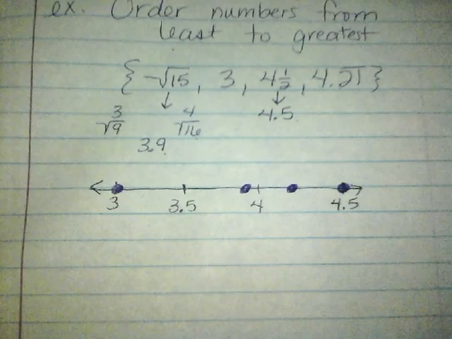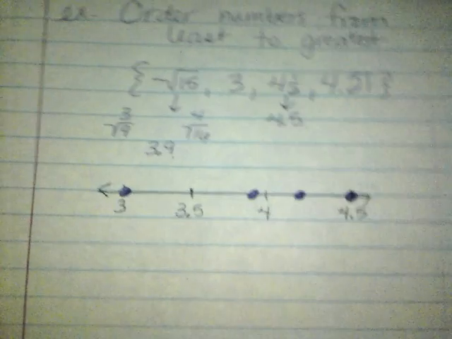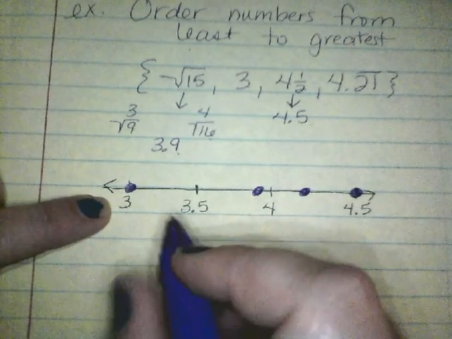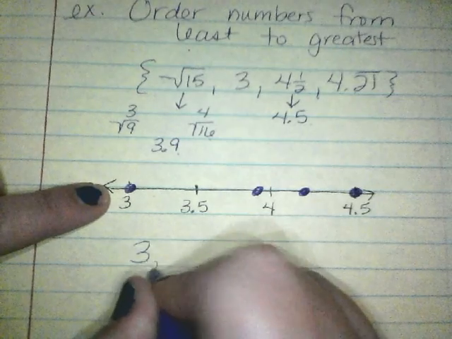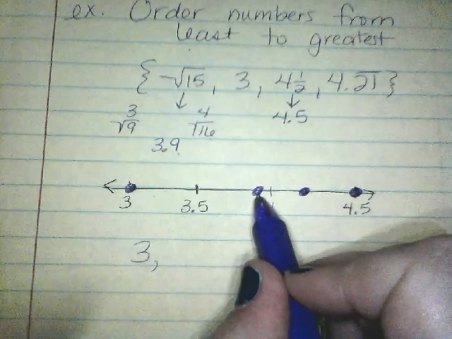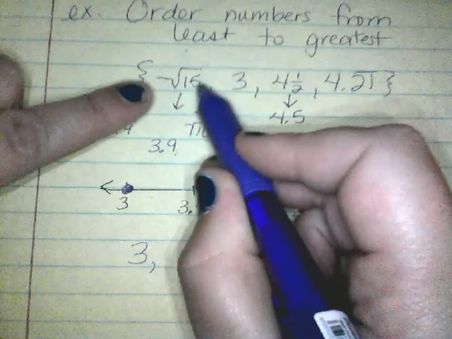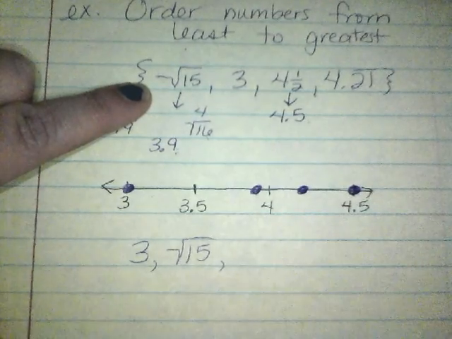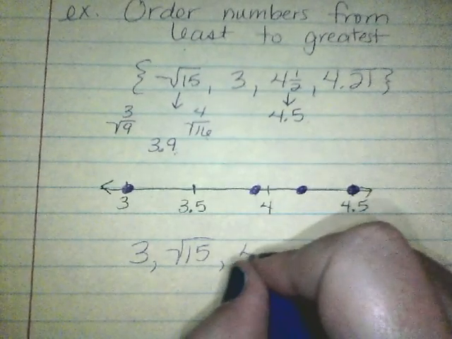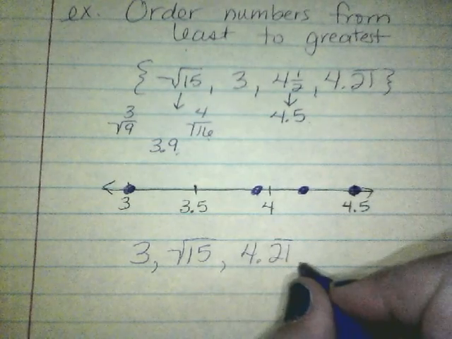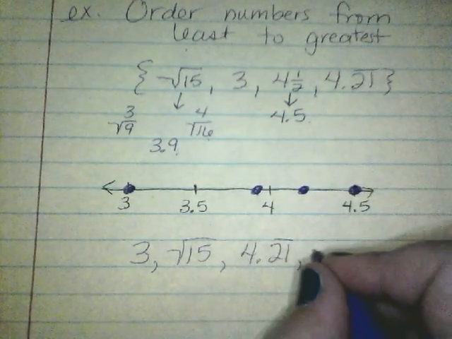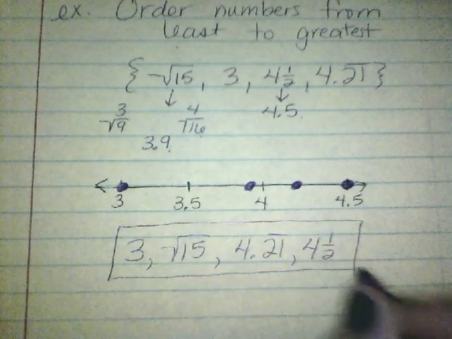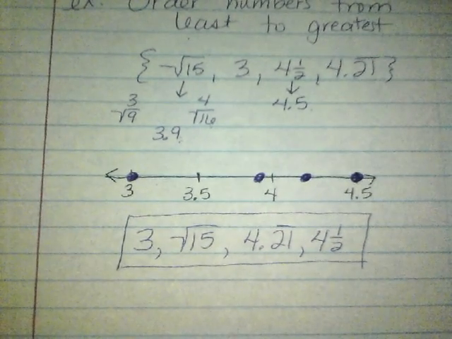Okay. Now that I have all my data, all my number line completed, I have to list them from the least to the greatest. Start on the left-hand side of my number line. My lowest one is 3. My next one is, what is this one here? 3.9, which is actually the square root of 15. You want to use the original format of the number. My next number is 4.21 repeating. And my last is 4.5, which is 4 1/2. That is the order from least to greatest.